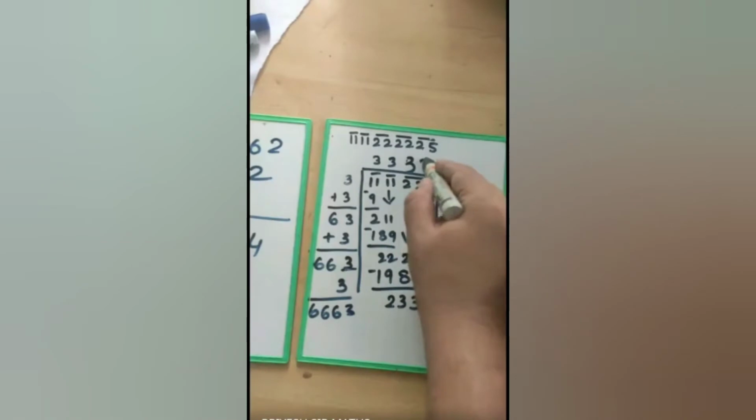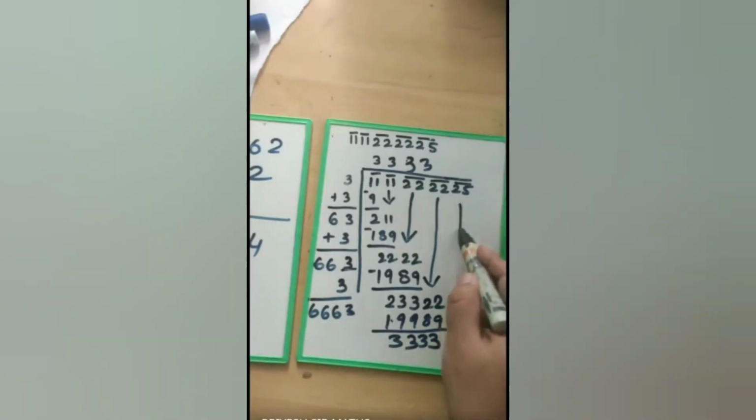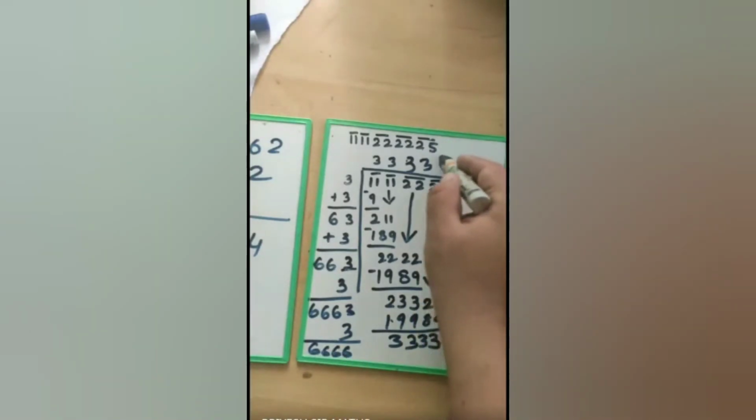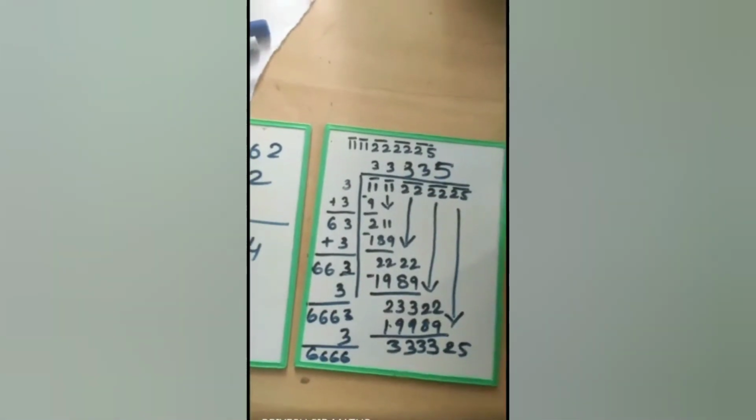3 3s are 1989. When you subtract this, you get 3333, and this comes down 25, and you add 3 over here, you get 6666. Now obviously the last digit is 5, so we can take 5. We can take 5, but you have to solve it. I don't have space over here. This bigger number can be solved by the long division method.